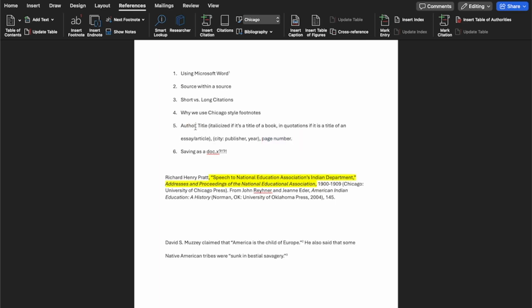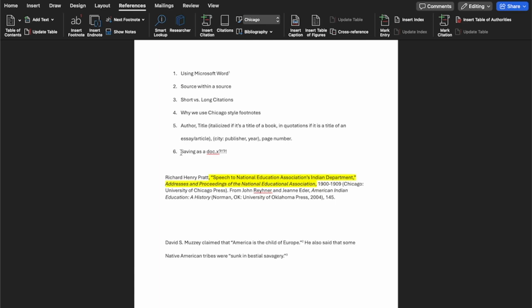Just make sure you have the commas separating everything: author, comma, title, comma, and then the parentheses, city, colon, publisher, comma, year, close the parentheses, comma, page number, period.